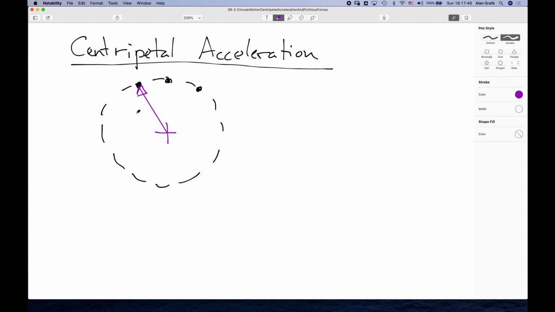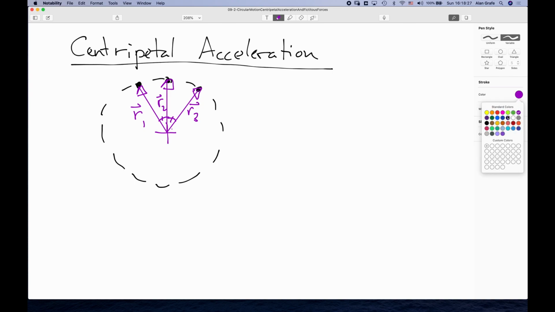And I'm just going to number these 1, 2, and 3. Just to change things up, I'm going to have my object move around clockwise instead of counterclockwise, but it doesn't matter. This will be R2, and that will be R3. And I've picked these at equal time intervals apart. And since it's going at a constant speed and the radius isn't changing, these angles have to be the same.